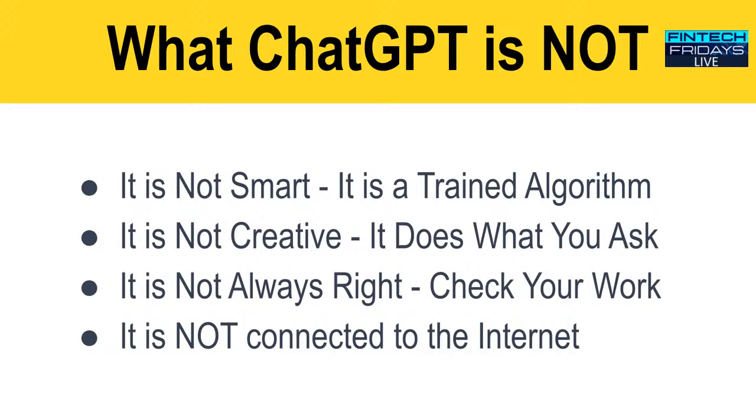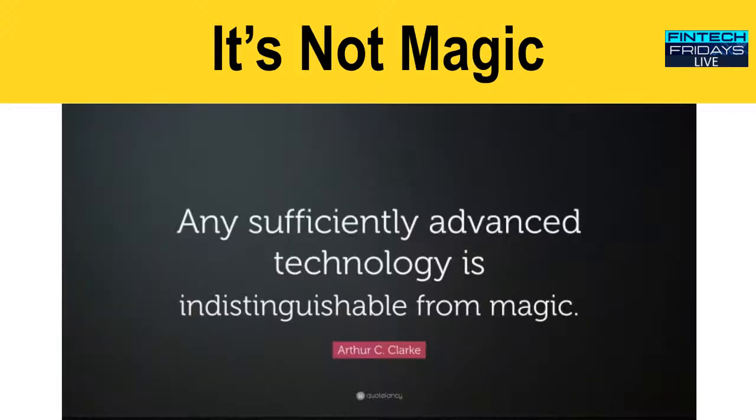It's not always right, so you need to check your work. And I'm going to show you a couple of examples where it made mistakes in this presentation while I was building this thing out. The other thing is ChatGPT is not connected to the internet. Google Bard is, ChatGPT is not. ChatGPT only has data that goes up to September 2021. So it's not going to know what current interest rates are, what the current market is, or anything like that.